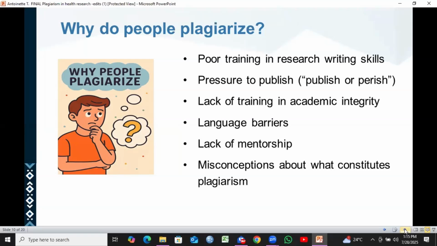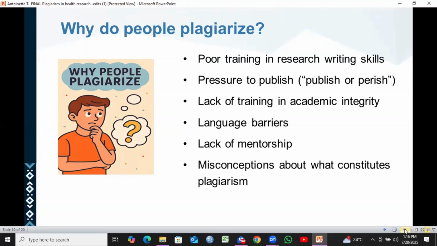Then we have pressure to publish. Like we have the publish or perish. So many people are under so much pressure to publish. They want their articles out there. They want their names to be seen in publication houses. And then they go further to publish these articles without taking their time to probably work on it and know what it takes in order to publish an article.